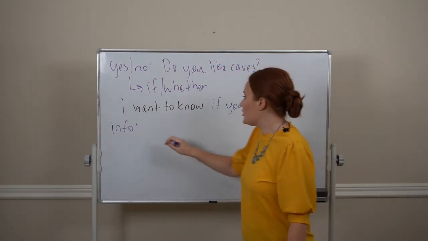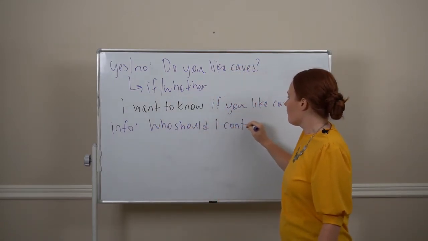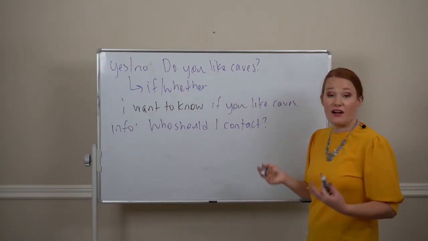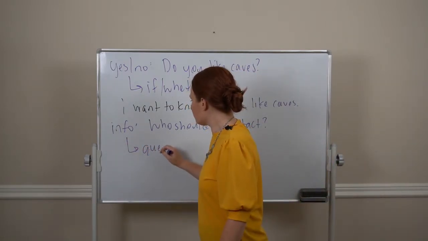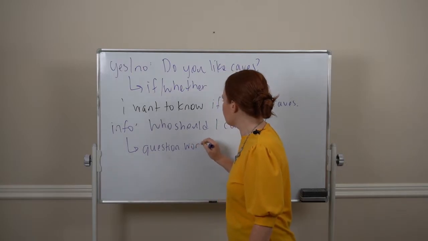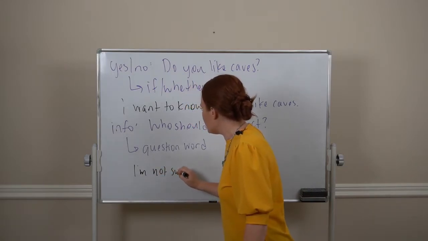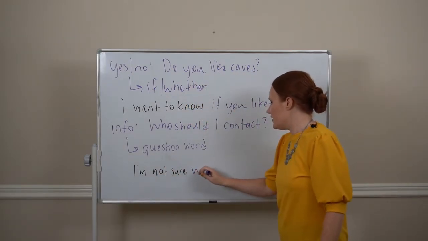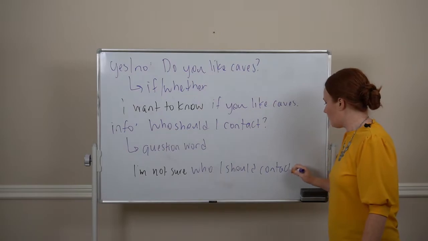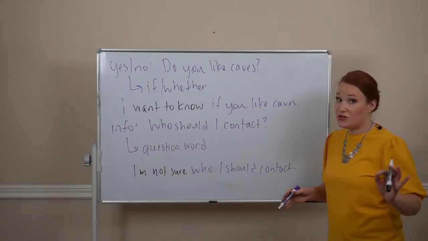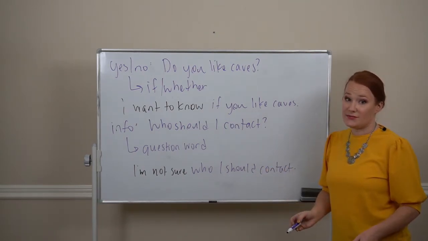how, like who should I contact? Then our noun clause will start with that question word. So, who should I contact? I'm not sure who I should contact. So, not a question, not who should I contact, but who I should contact. This is our noun clause.